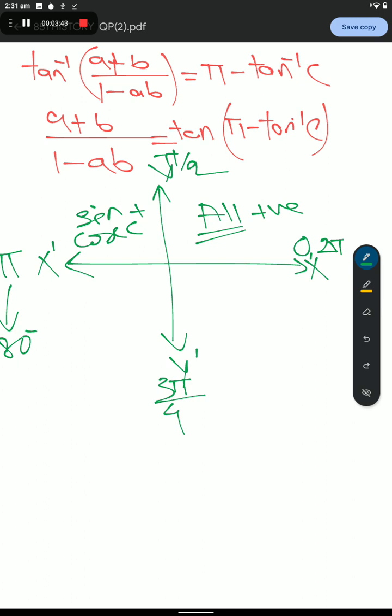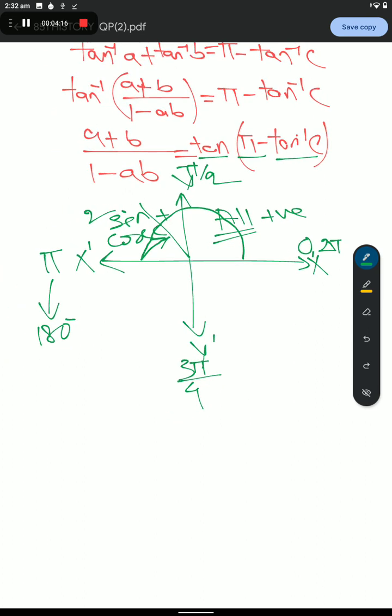So when you have tan of pi minus something, suppose tan inverse C is theta, you are going from 0 degrees to pi and then pi minus something, so you're going back. So you have something over here. Now you can see that tan is not positive here; only sine and cosec are positive in the second quadrant. This is the second quadrant. This basically means that tan must be negative here.